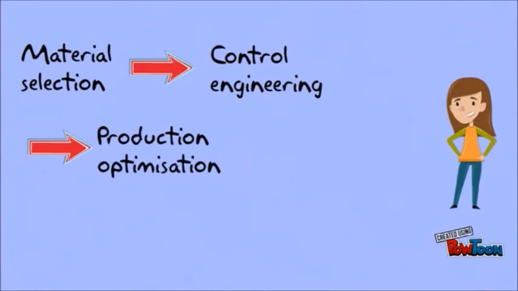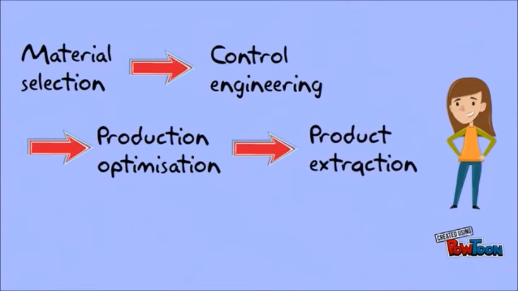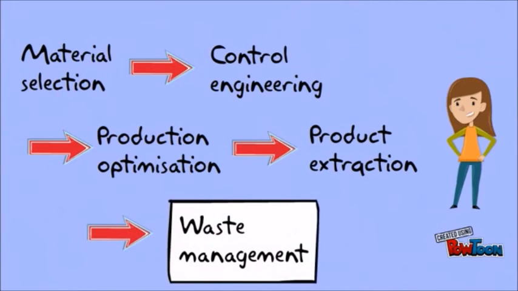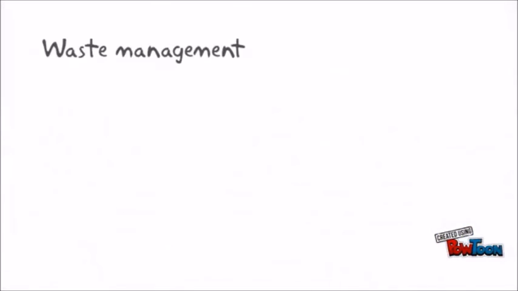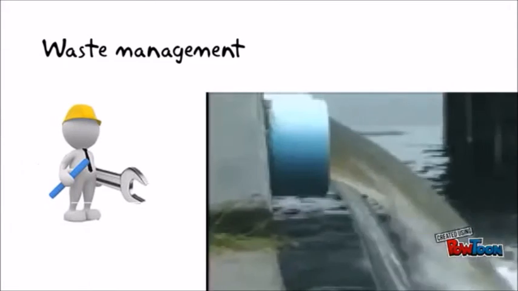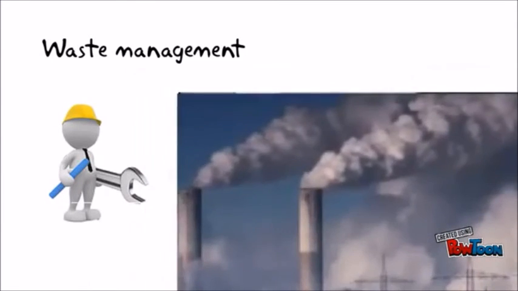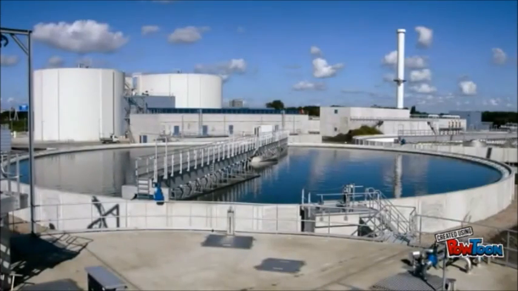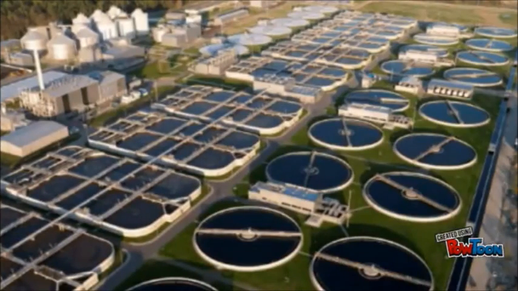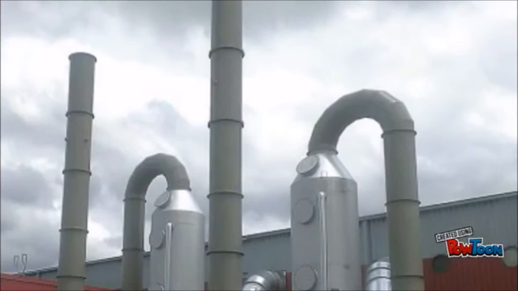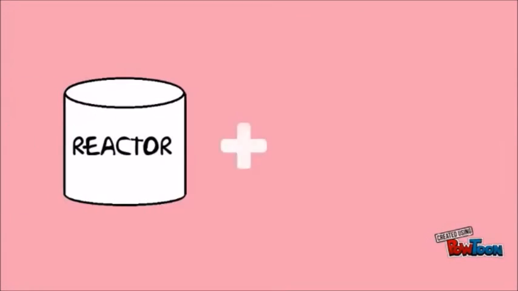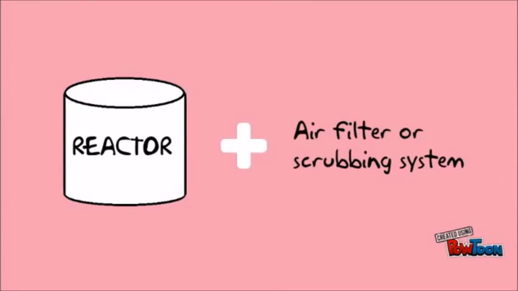Now we will proceed to the last and perhaps the most important stage of design, which is waste management. As a responsible engineer, we do not just dump the waste into rivers and the atmosphere, as we need to comply with environmental regulations. Wastewater treatment and air scrubbing systems are often installed to prevent emission of toxic substances. For our ammonia plant, we will install a scrubbing system to remove harmful waste products.